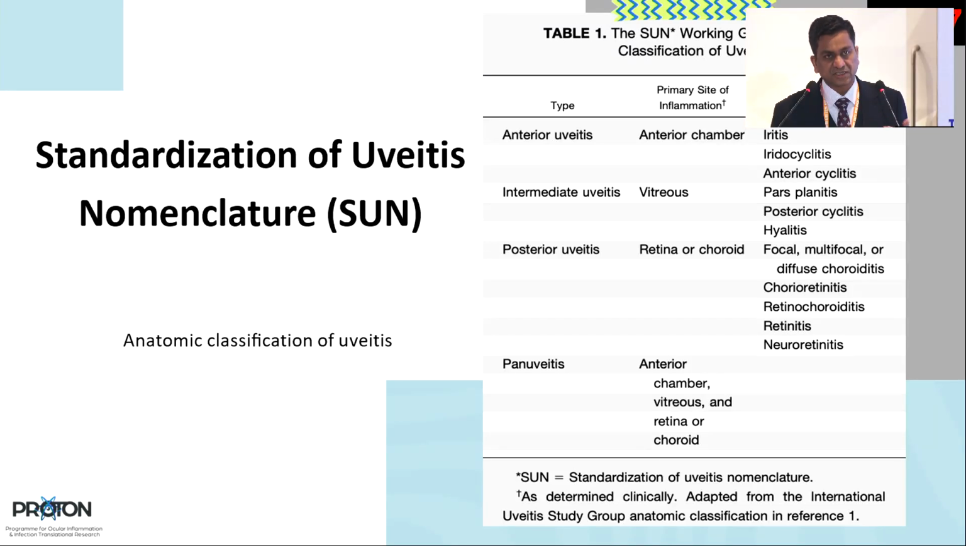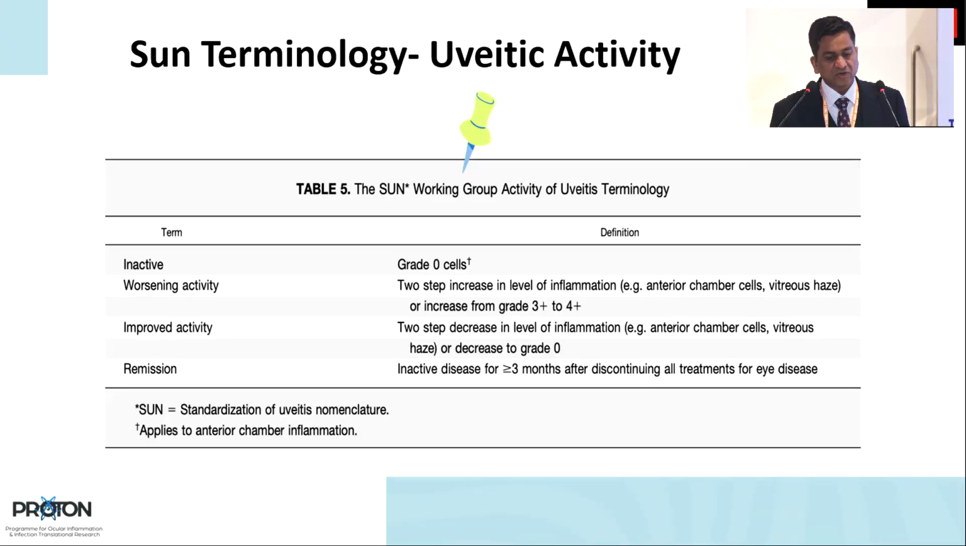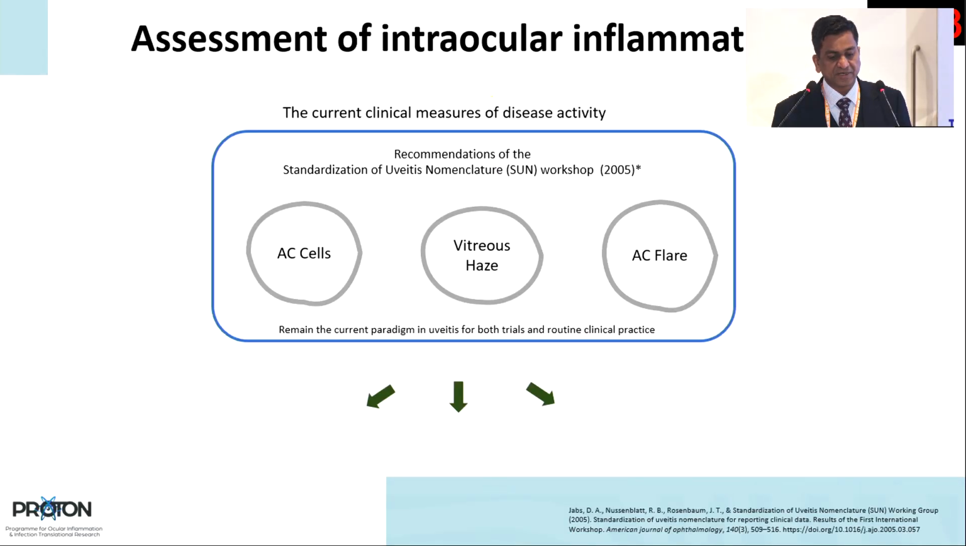The history is that SUN is the standard for the uveitis care pathway, whether in terms of nomenclature, and it has also defined the activity of the uveitis in terms of inactive, worsening, improved, remission. All kinds of things have been defined by SUN. Also, the inflammation in the eye, which we are trying to monitor, is what we want to achieve. It is very important that when you are doing imaging, you understand what you want to achieve through the imaging.